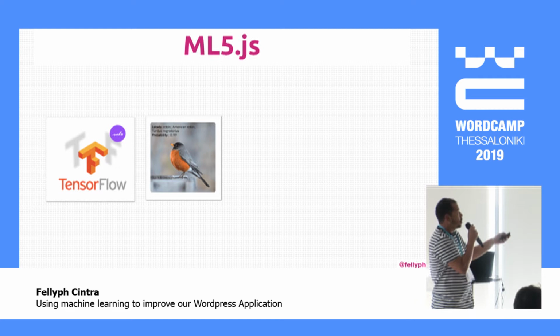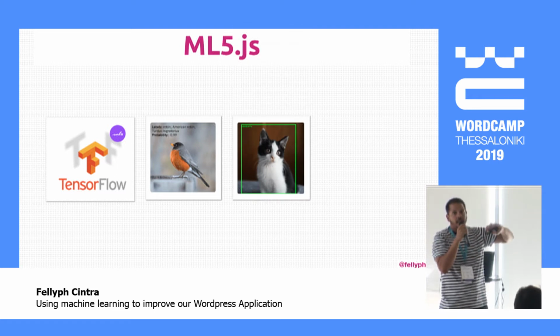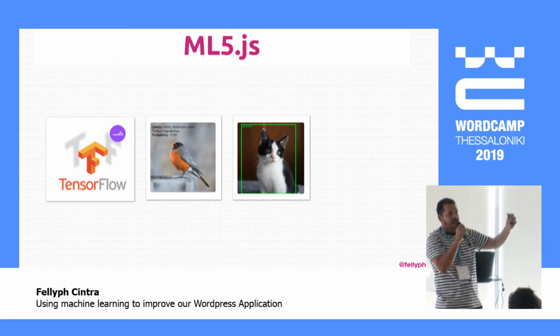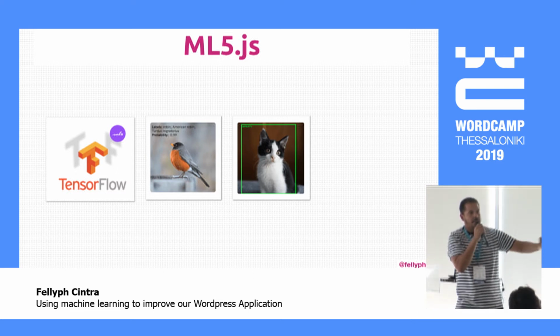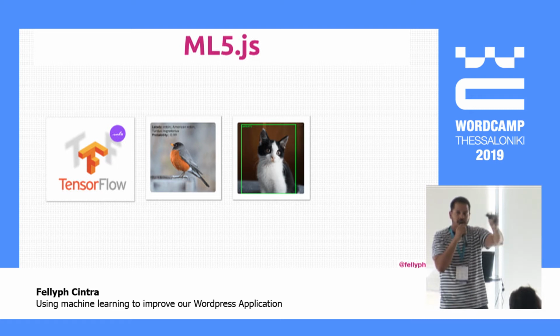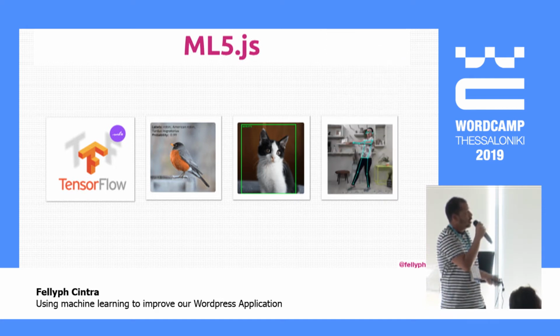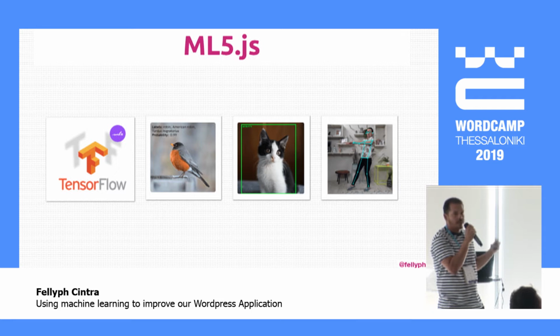So we have an example where I can identify the type of bird with ML5. I can find objects: I can send a picture, and with ML5 it will say, oh, there is a cat at this point, there are sunglasses at this point, there is a window at this point. It just defines that there is a cat, but not what kind of cat. And we can also get some positions as well.